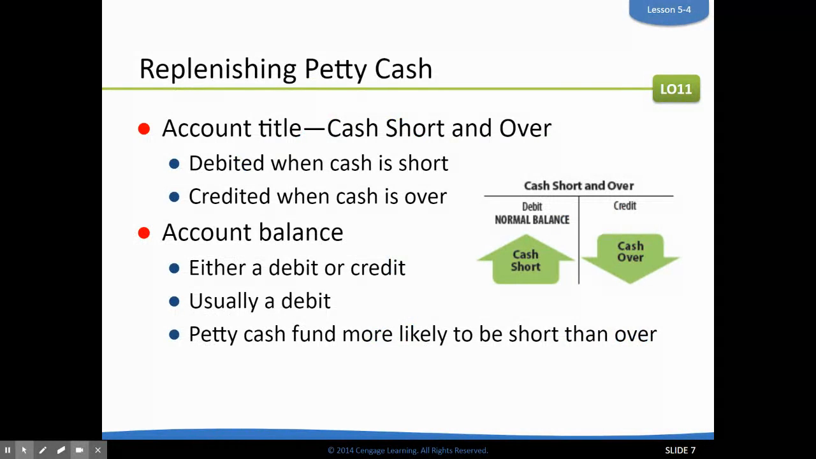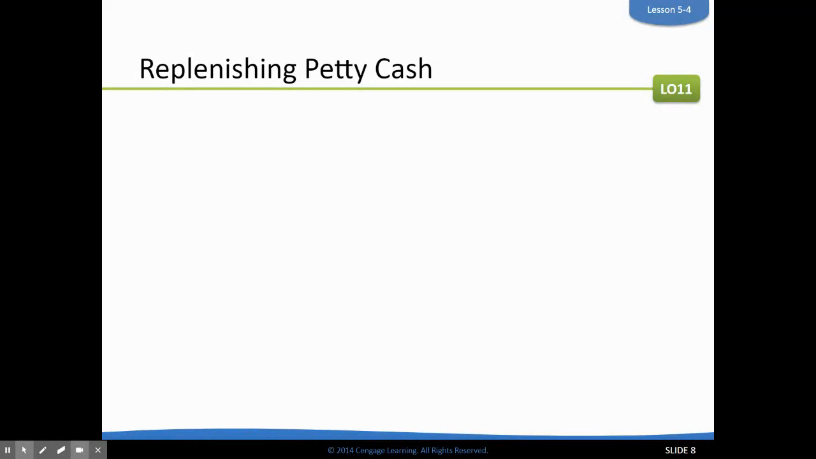So the account title is cash short and over. Cash short, you're going to put a debit. Cash over, you credit. And it is an expense account, it just doesn't say expense. For the account's normal balance, it is just going to be a debit. The reason we usually say it's a debit is it's more likely that your cash is going to be short than over.